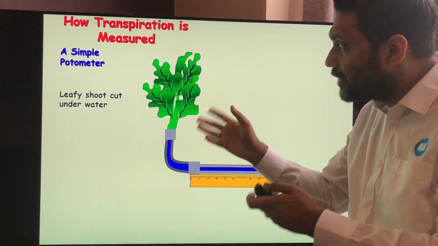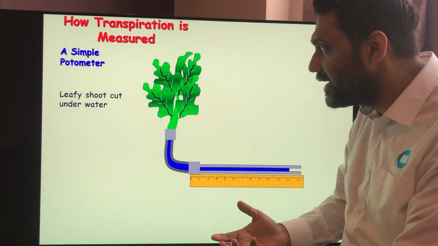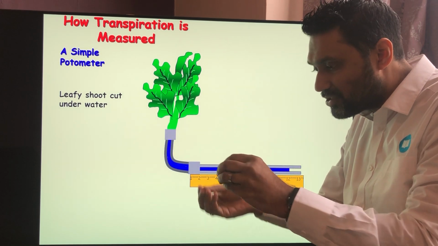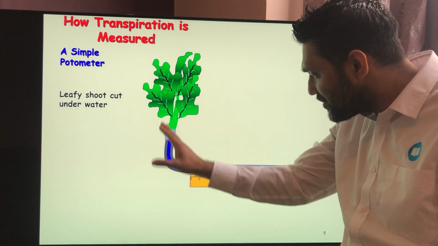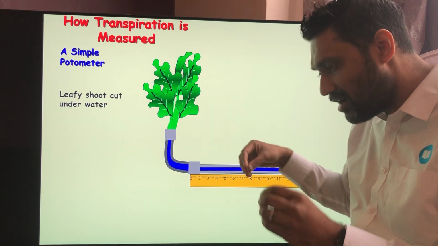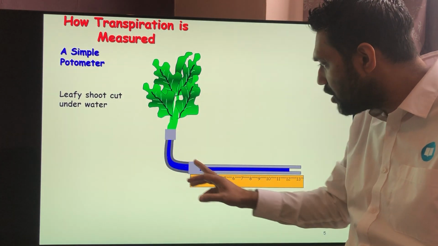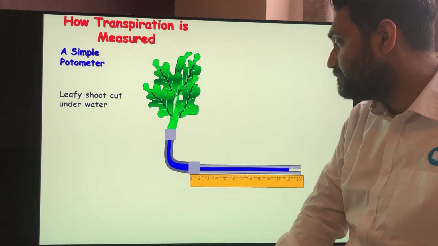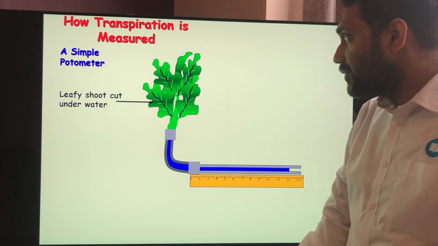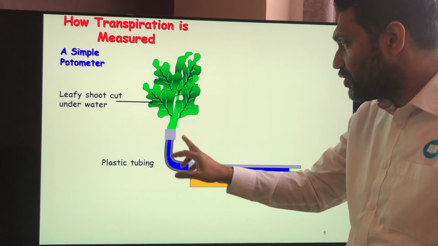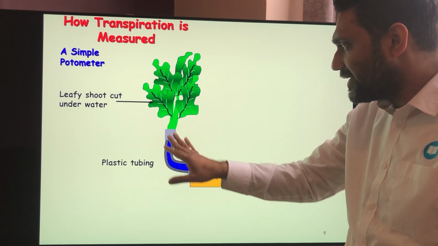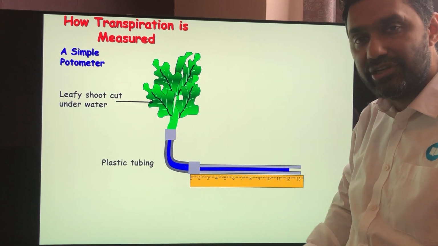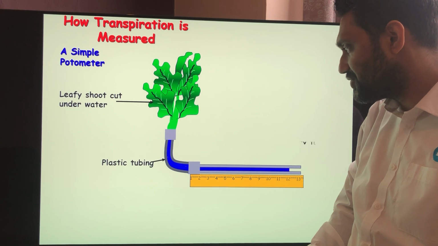So you get your plant underwater. It's really fiddly. You need to cut it at an angle underwater, so you still have a continuous column of water. Then you set this piece of equipment, the potometer, under the water, so you have a continuous column of water with the water inside the xylem in that plant. You make sure you've got plastic tubing or some Vaseline, so it's all completely sealed. You don't want any air or bubbles entering the system.